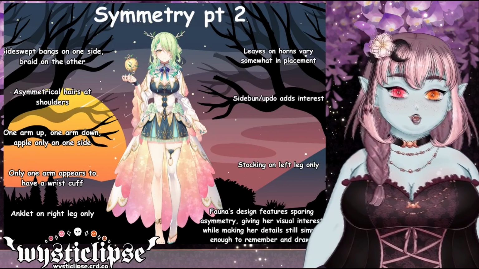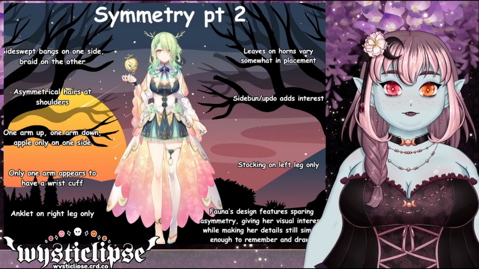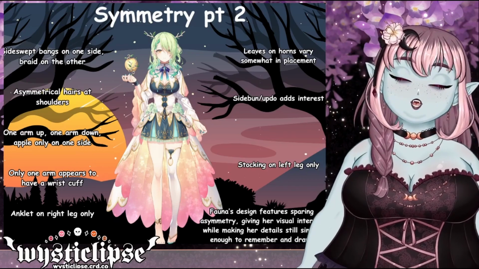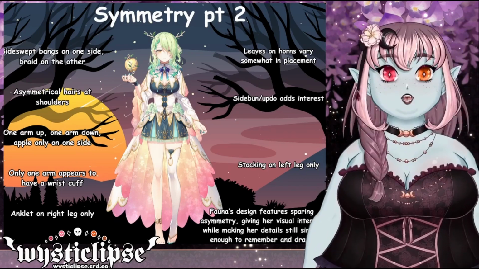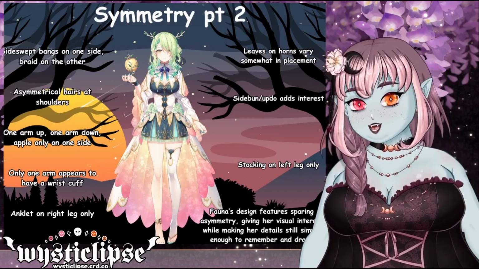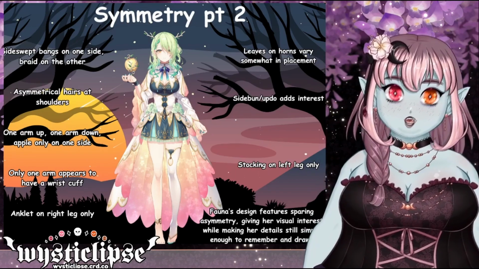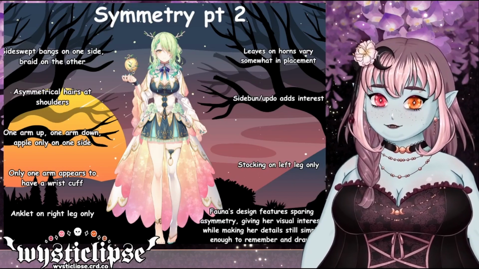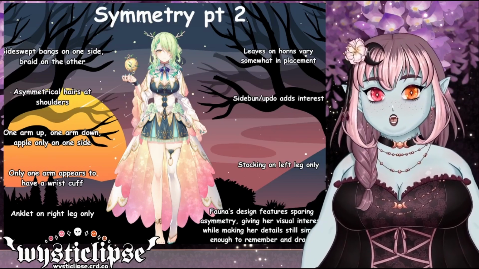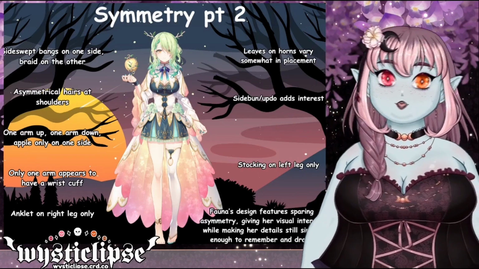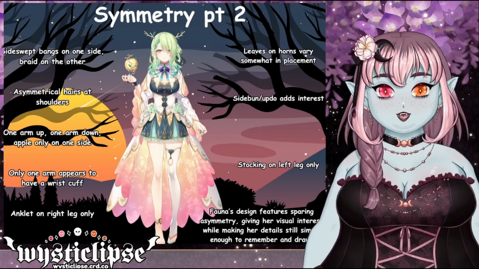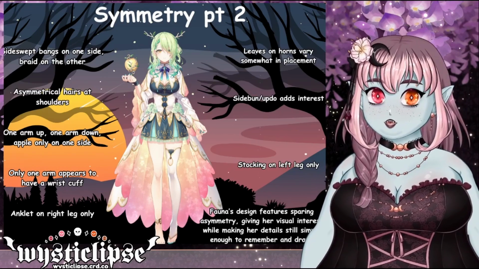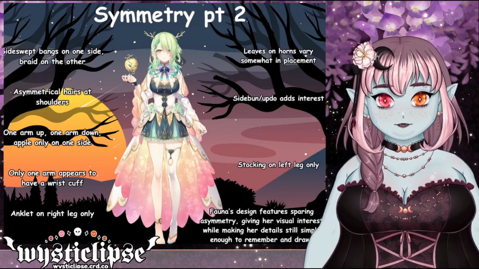She's got an anklet on one leg and a stocking on the other leg, meaning it is a little bit of asymmetry. It's not something that would add to the silhouette, but it is something that can draw the eye. Now, her little side button and updo adds interest, and it also adds to the silhouette. The leaves on the horns are slightly different in their placement, allowing a little bit more realism, because obviously leaves don't grow on branches at the same place every time. Fauna's design is very sparing on the asymmetry, but it's just enough to work very well.